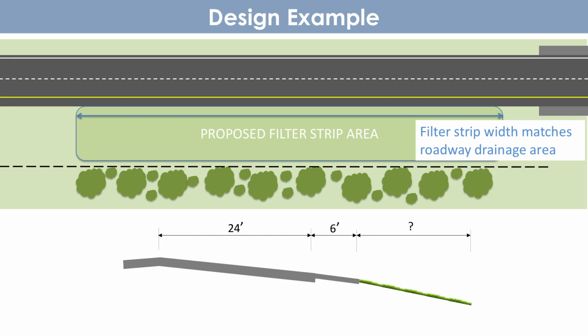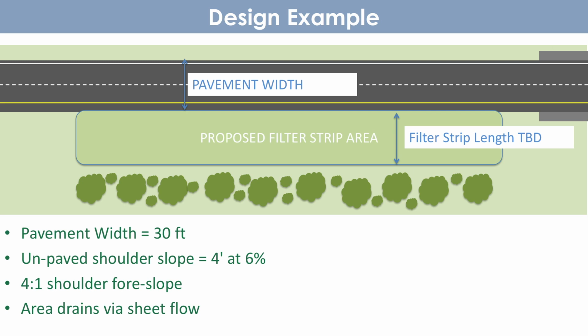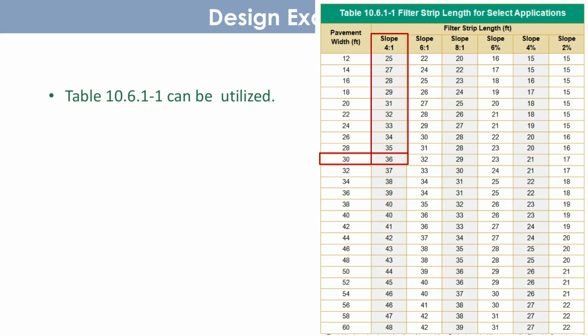For this example, we have a 24-foot roadway with a 6-foot paved shoulder and no offside or bypass runoff. This gives us a total pavement width of 30 feet. The roadway drains via sheet flow onto an unpaved shoulder slope of 4 feet at a 6% slope. This drains to a 4:1 shoulder foreslope. Since the drainage area has no off-site flow and drains via sheet flow, the lookup table can be used. To find the required filter strip length, we find the 30-foot pavement width and the maximum shoulder slope of 4:1 in the filter strip sizing table, and determine that a 36-foot length is required.